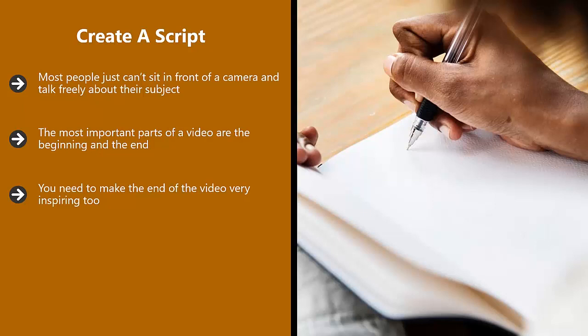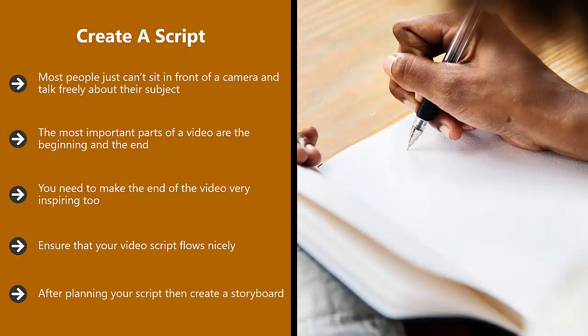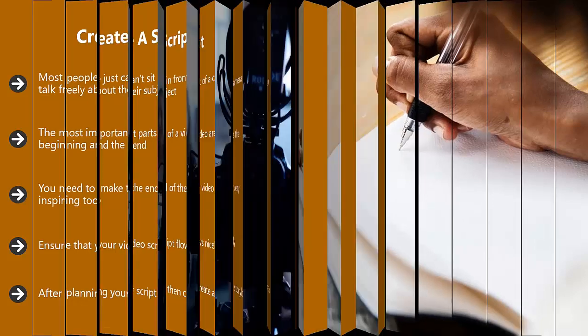If you have no specific call to action in mind, then give them a taste of what the next video will be about. Ensure that your video script flows nicely. If you're going to show your audience how to do something, then plan out what you need to do and when. If you're recording outside, then where will you go first, second, and so on. After planning your script, then create a storyboard. If you're going to narrate over the top of the video, then practice this. Remember to keep your videos as short as you can. If a tutorial is going to be long, then break it up into two or three videos.